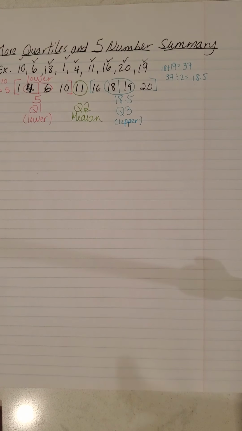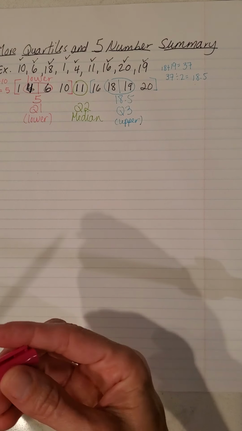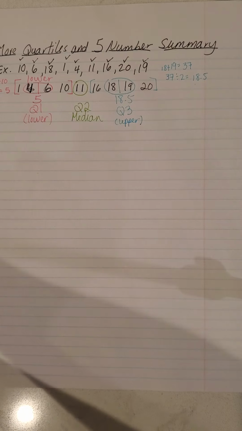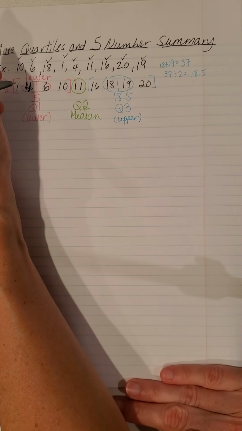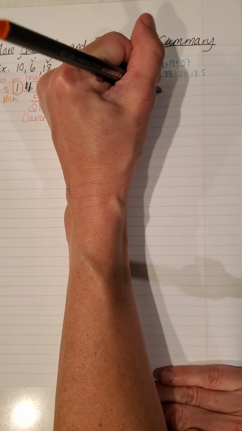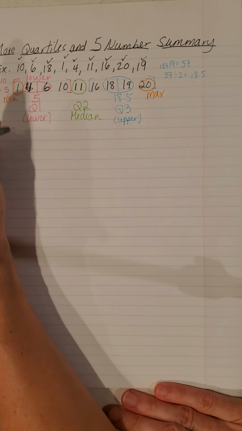The next time I make a video, I'm going to be showing you what to do with these numbers, which is making a box and whisker plot. But for now, we're just going to find these numbers. Now, my smallest number is my min, and my largest number is my max. And then I just list them all out.